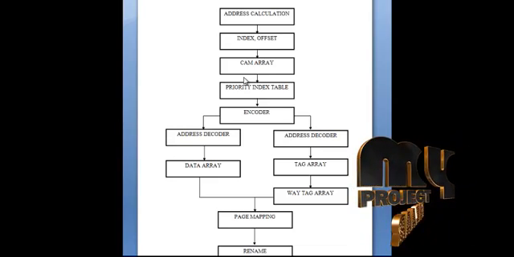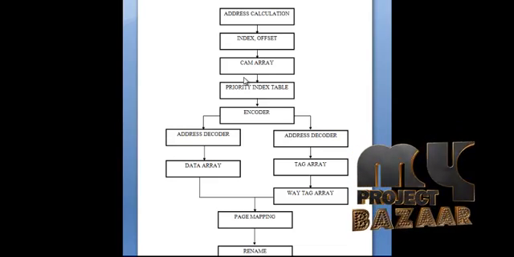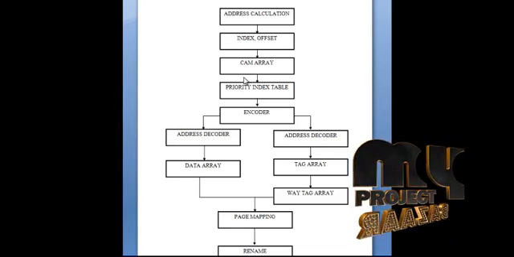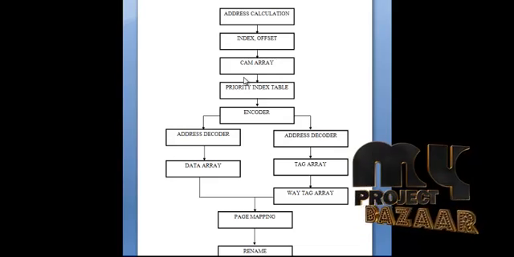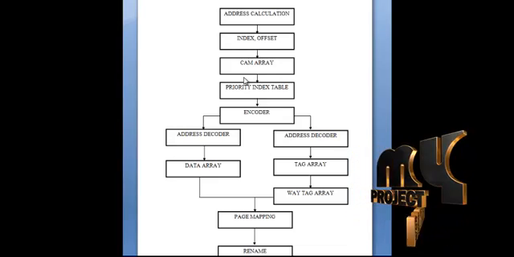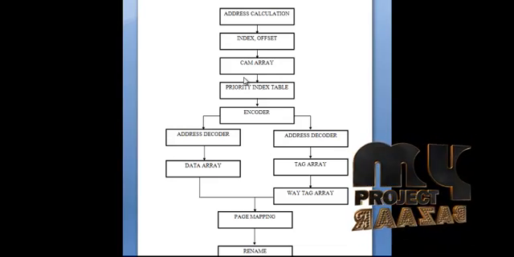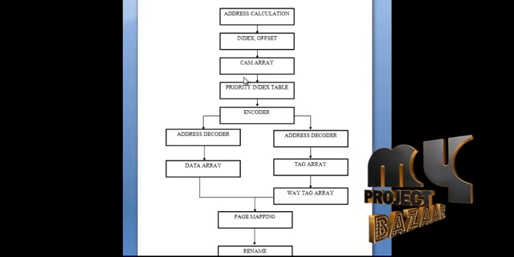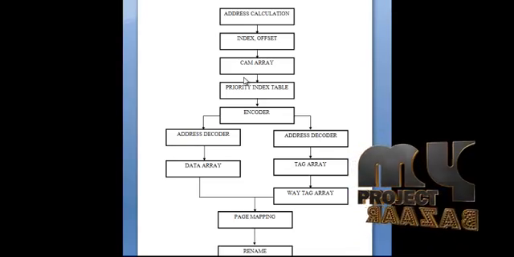In our other address decoder, the input is given to the tag array. That tag array generates different kinds of array values. Those array values are given to the where tag array. The where tag array identifies the page mapping condition. The page mapping finally passes into the remap condition. Finally we get the different rename conditions output.